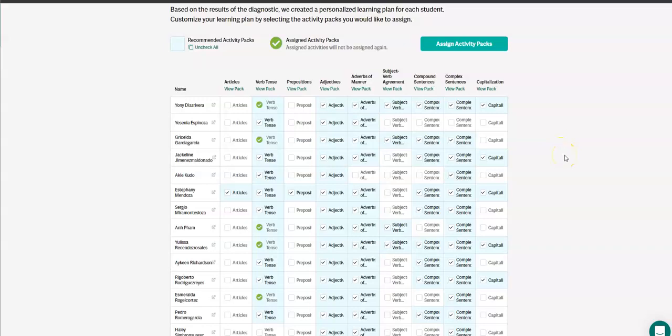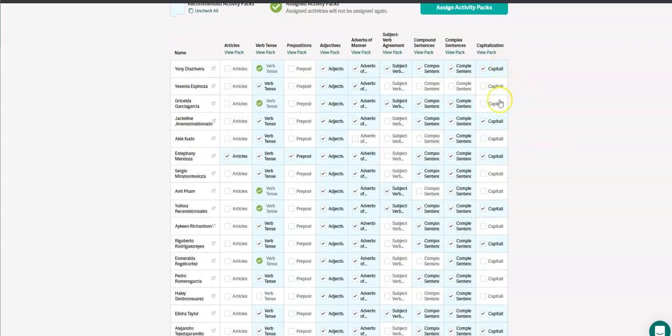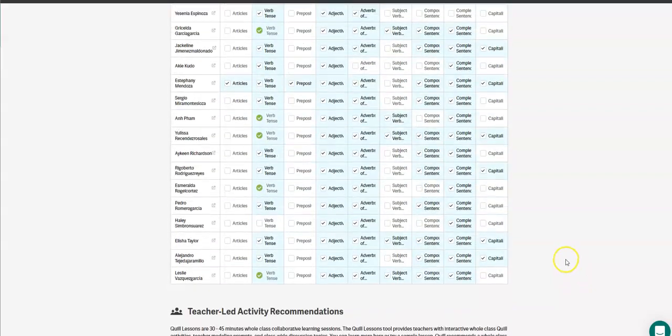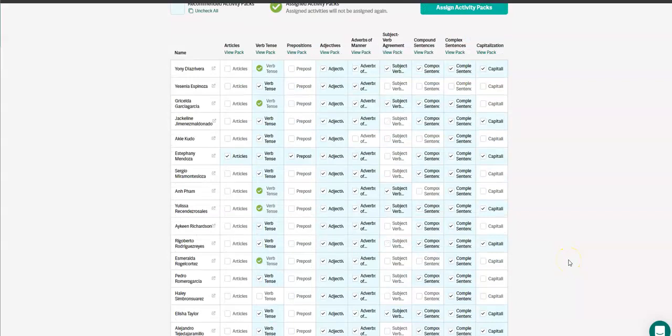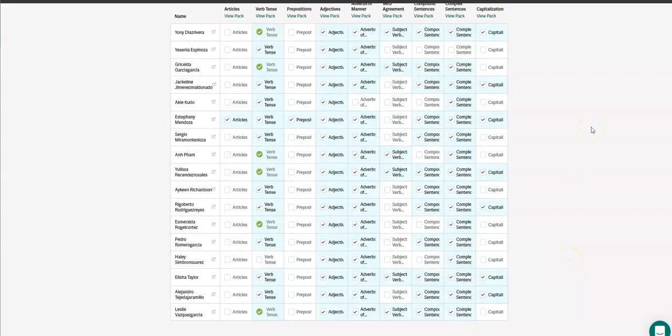However, this is what I find the most helpful right here: you are able to look at a glance at an entire class and see where the students' strengths and weaknesses are. And honestly, to me, this is where we get the most out of the diagnostic. I see I have quite a few students who are having problems with capitalization. They know how to capitalize, but what's happening is that once they get on a computer and start typing, they don't like to hit that shift key when they're starting their sentences.